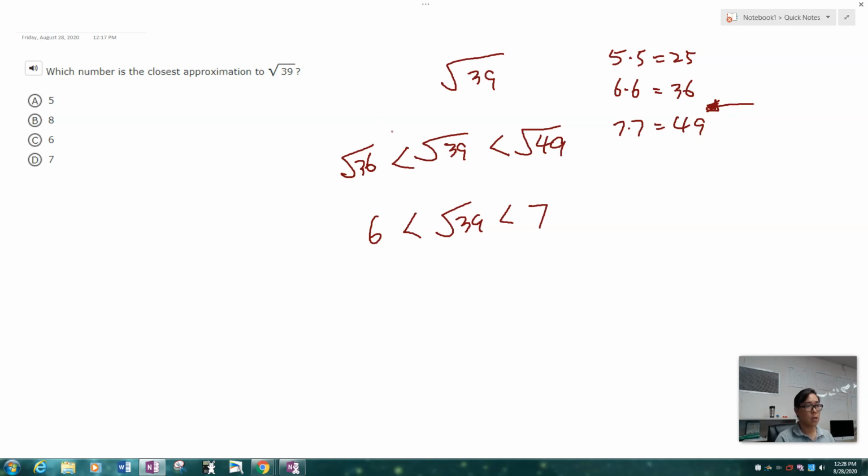The square root of 36 and the square root of 39 are 3 units away from each other, whereas the square root of 39 and the square root of 49 are 10 units away from each other. So I'm going to say the square root of 39 is very close to the square root of 36, but the square root of 36 is 6. So I'm going to choose 6. That was not bad. All right, I hope you learned something today.